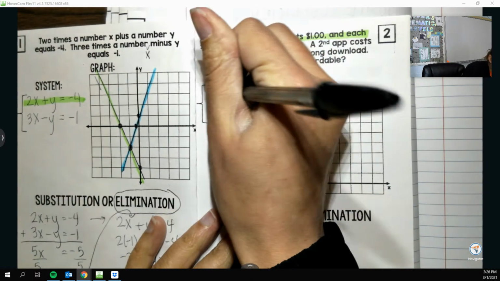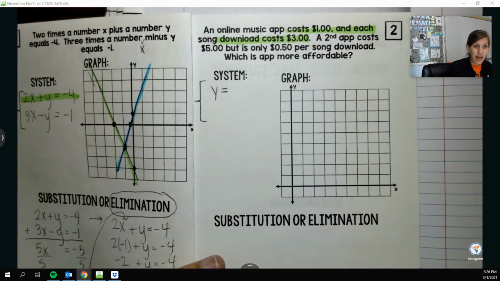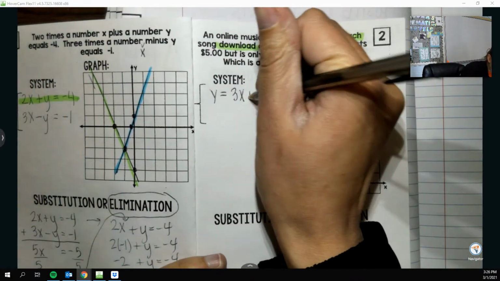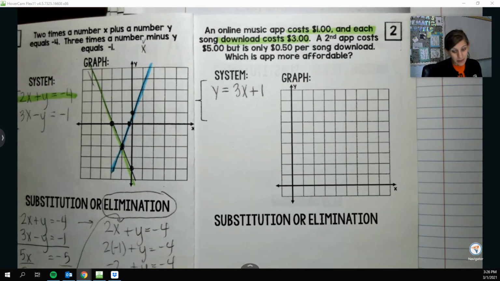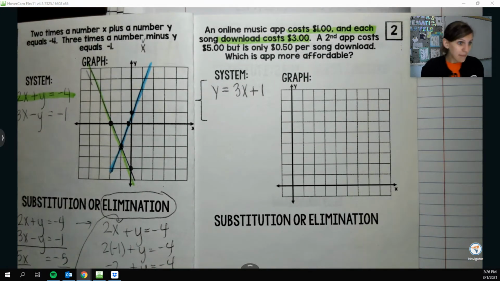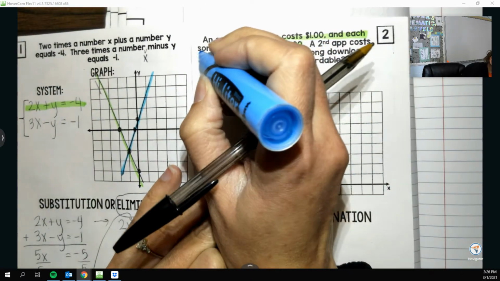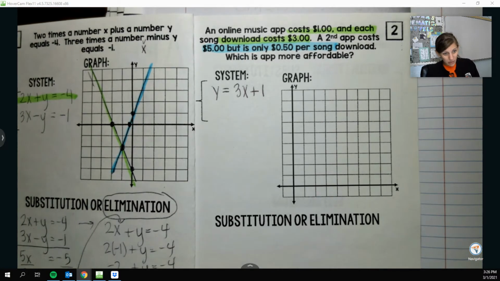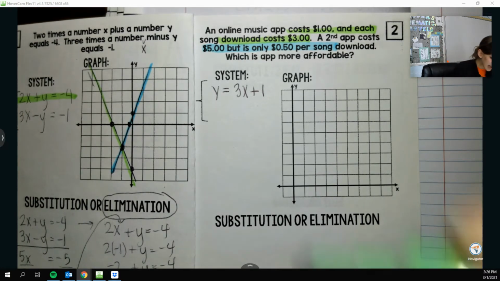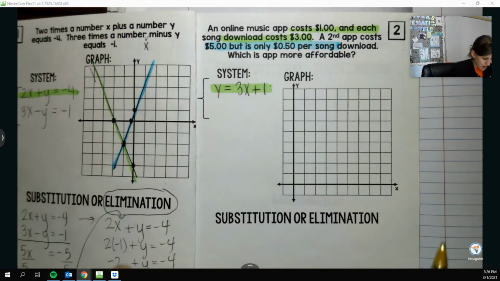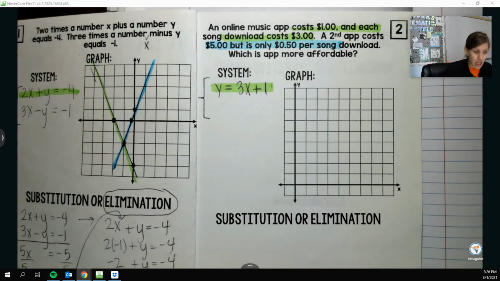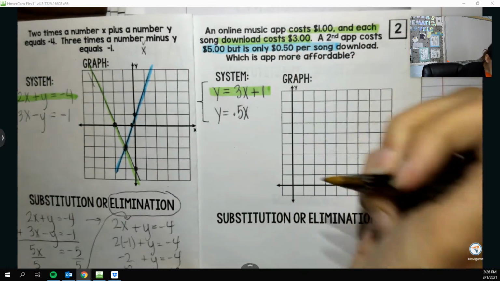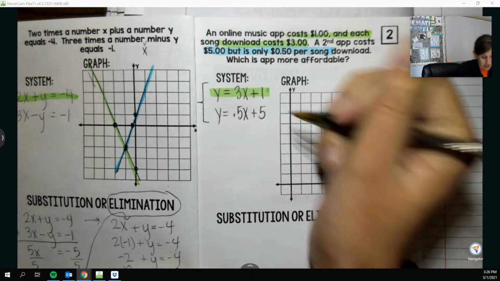So that's really y equals mx plus b, where m, my over and over again number, was $3. And I had to pay that $1 to even get the app. But then there's this other app that costs $5, but it's only 50 cents per song. So again, that's like y equals mx plus b, where my over and over again number, my per song number, is 50 cents this time, or 0.5, but I do have to pay $5 to even get the app.